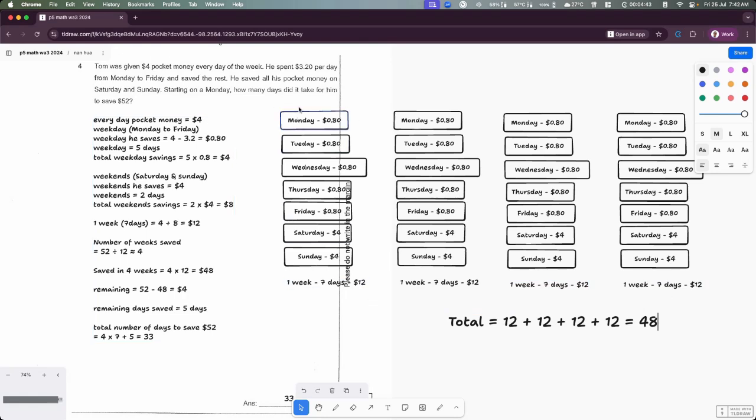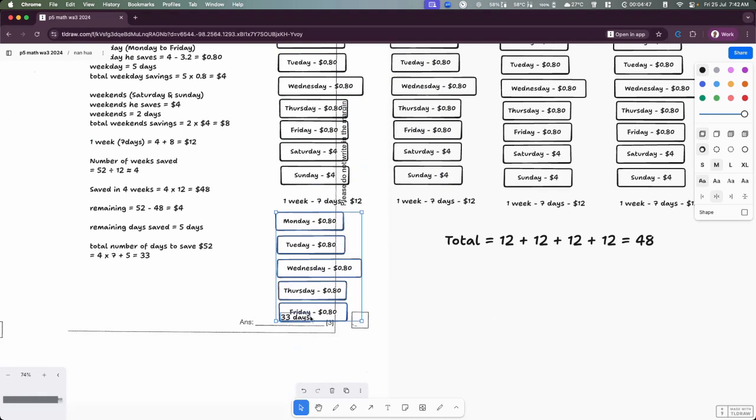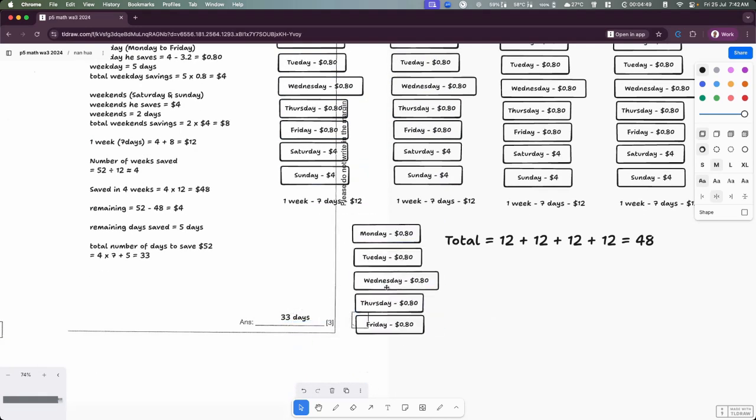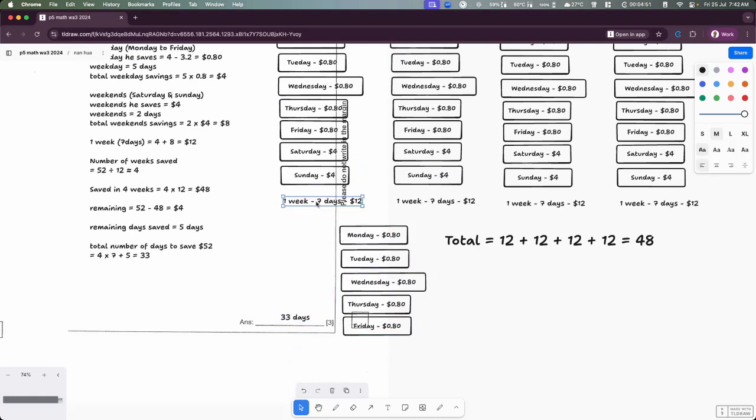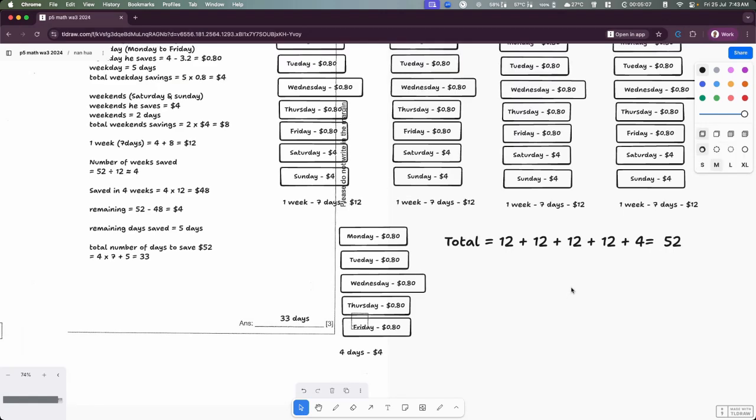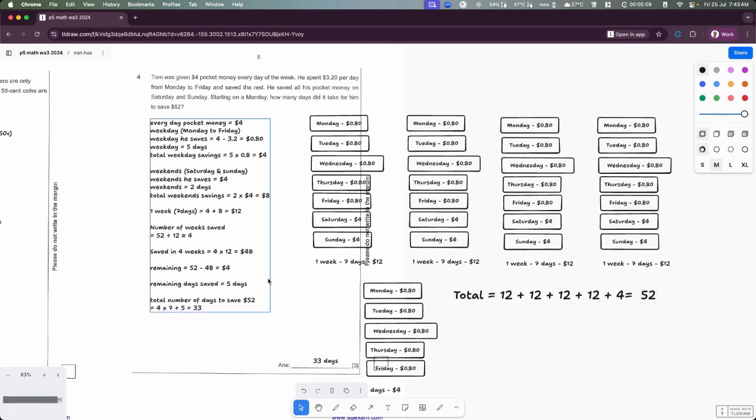We also know that 1 weekday over here is $4, right? So we just add 5 more days over here, and this will give us $4. With this, the total will be 48 plus 4. This will give us 52. So this is how you visualize it, in a sense, to get the answer.